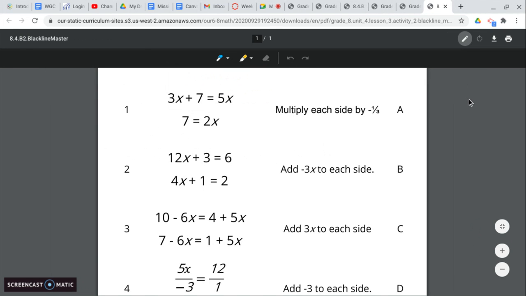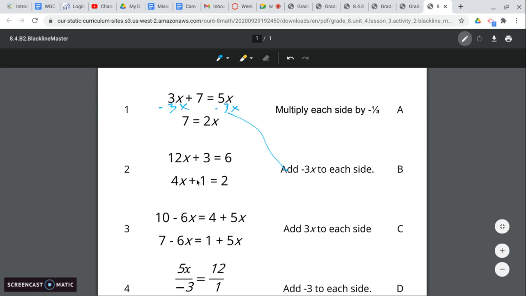So looking at our equations, the first one we have here is 3x plus 7 equals 5x. And then it became 7 equals 2x. How did we go from this first equation to the second equation? Well, we subtracted 3x from both sides. Or another way to think of it is we added a negative 3x to both sides. Well, that goes with B right here. We add negative 3x to each side.